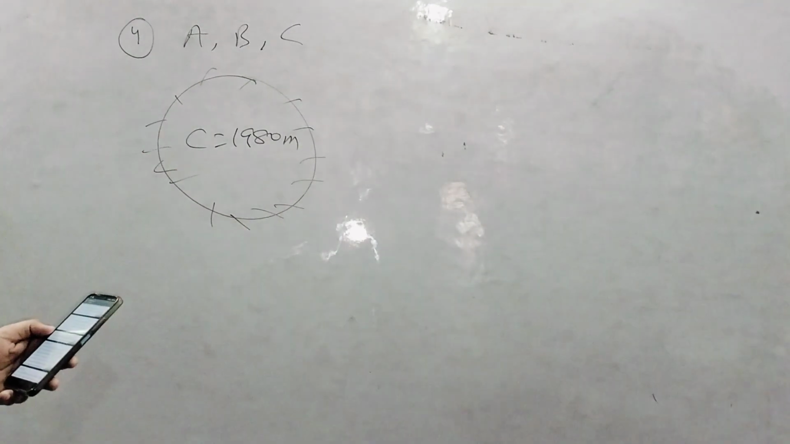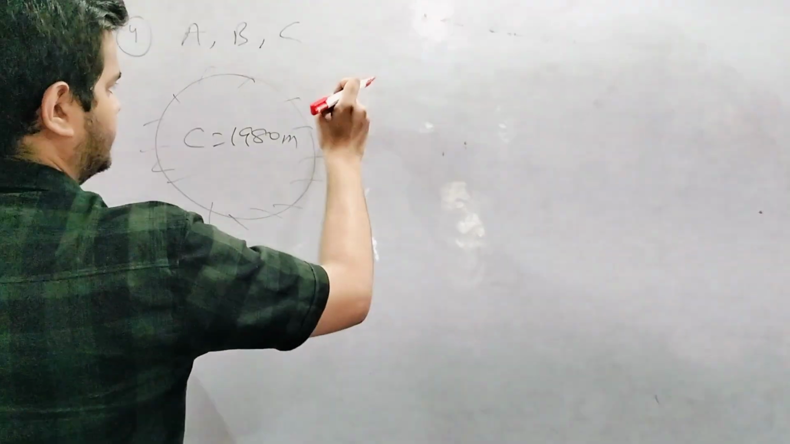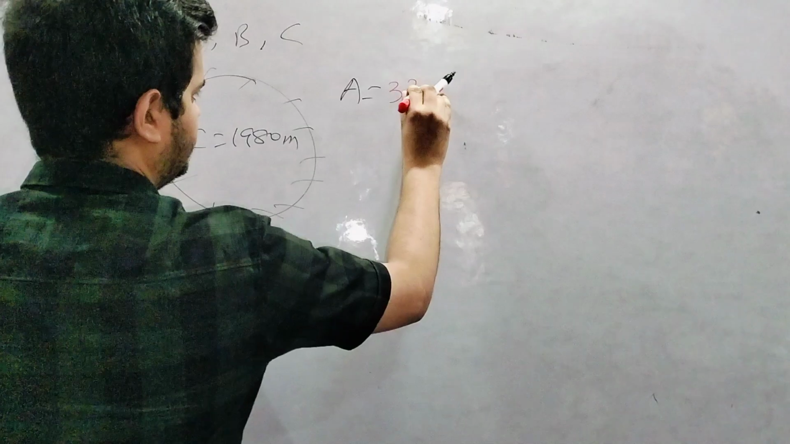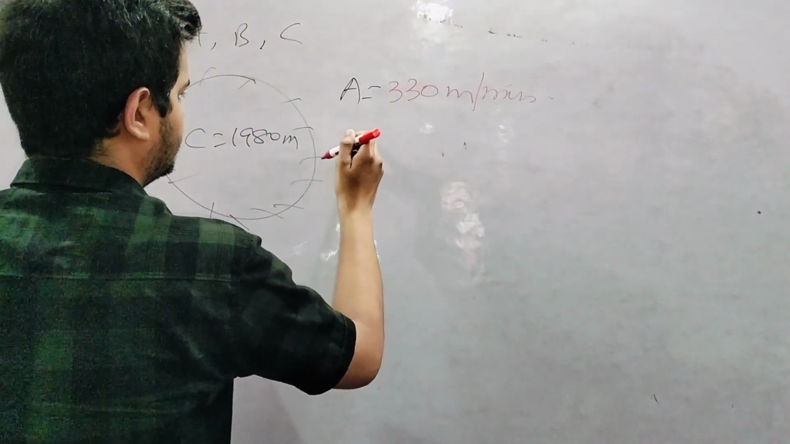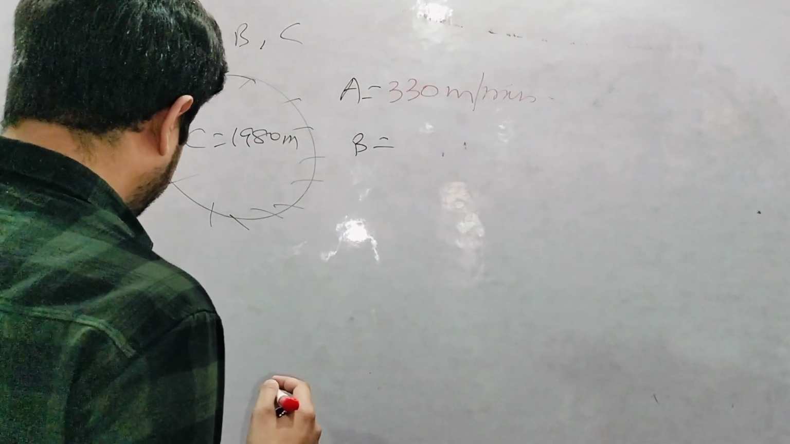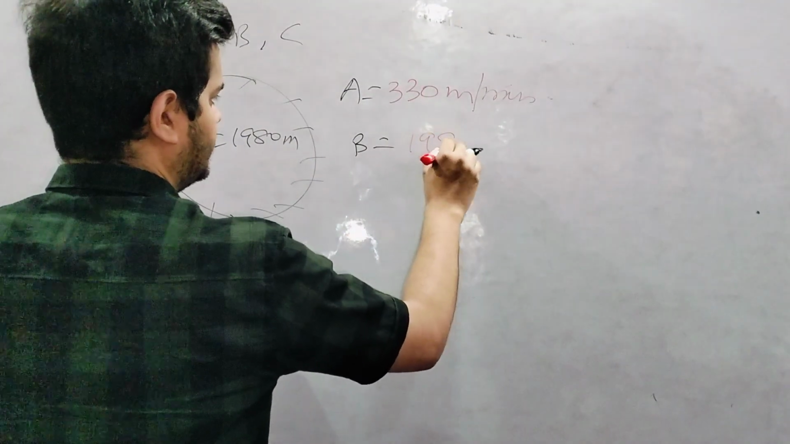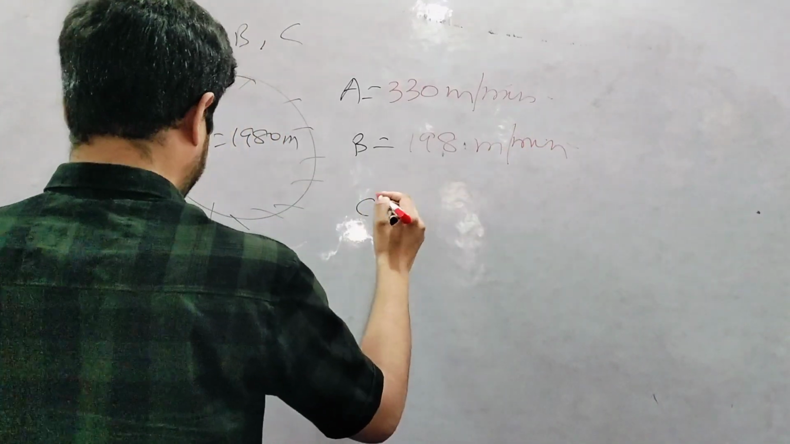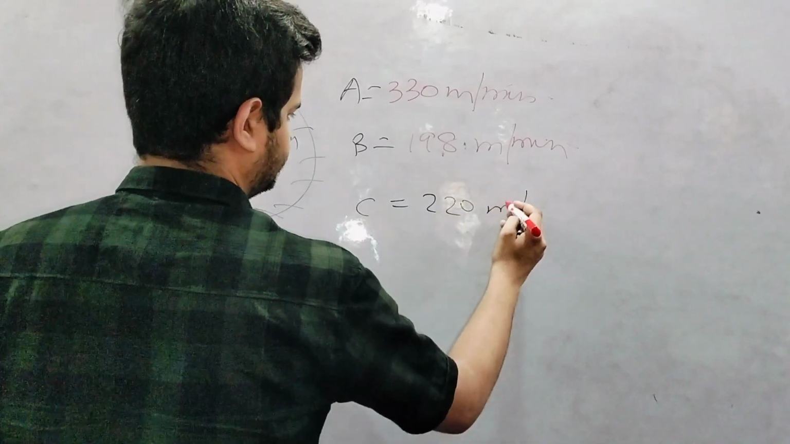Okay. If the speed of A is 330 meters per minute, and the speed of B is 198 meters per minute, and the speed of C is 220 meters per minute.